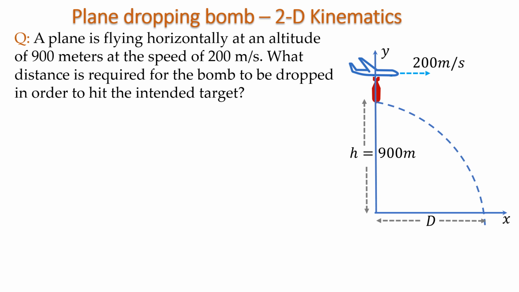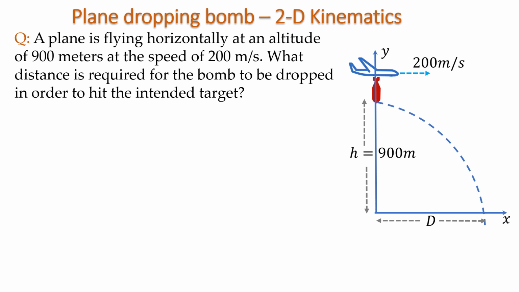Pause the video so that you can read the problem and understand. Let me proceed. The situation is the plane is at an altitude of 900 meters. It is traveling with a horizontal velocity of 200 meters per second. The bomb is dropped, which means the vertical velocity of the bomb is 0. And we need to calculate the horizontal distance so that it hits the intended target.